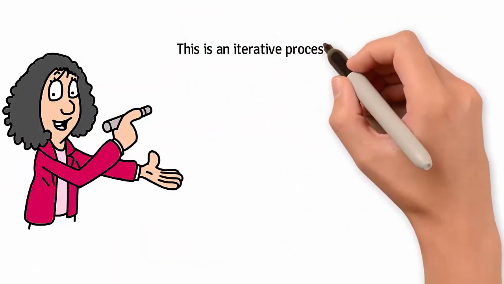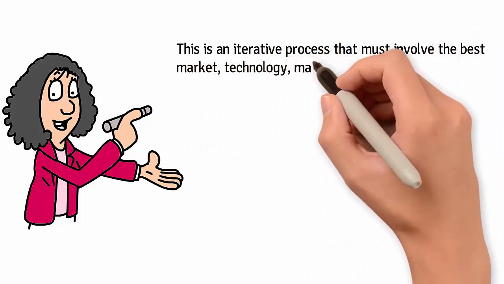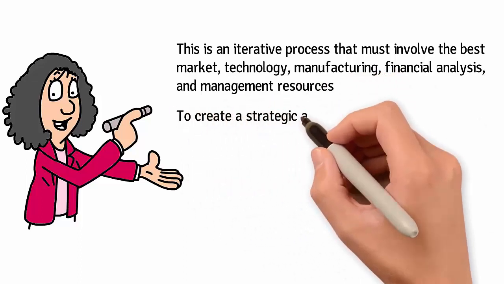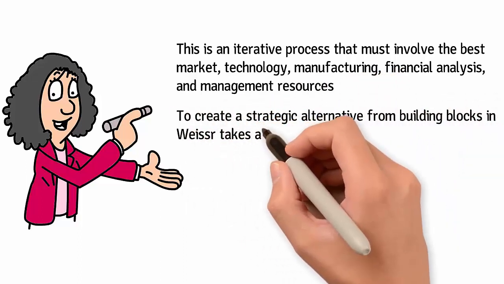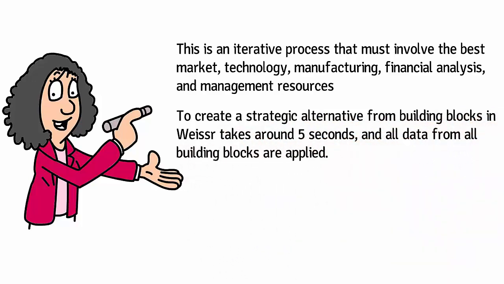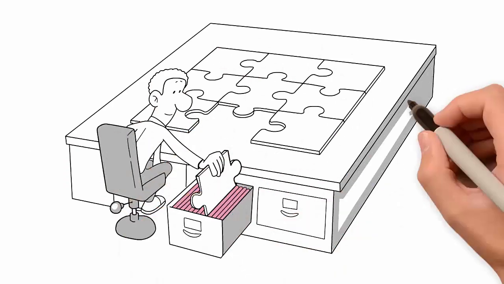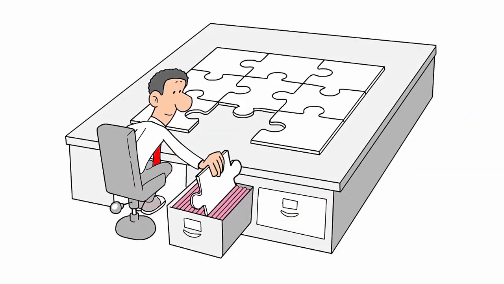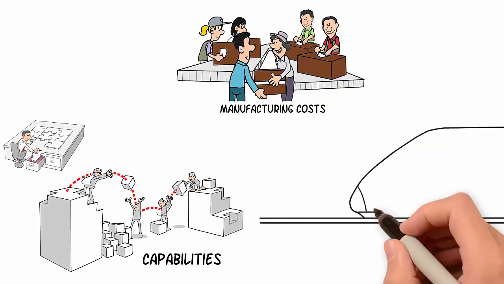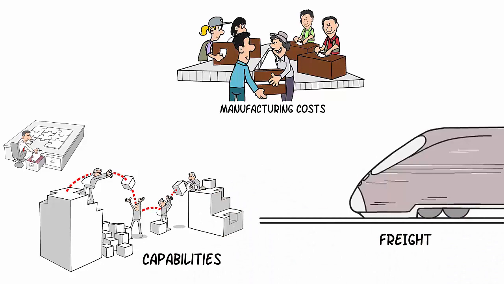This is an iterative process that must involve the best market, technology, manufacturing, financial analysis, and management resources. To create a strategic alternative from building blocks in Weissr takes around 5 seconds, and all data from all building blocks are applied. However, each combination of building blocks may need an import from your linear programming tool with the same asset settings regarding capacities and capabilities. If you use such a tool for optimizing production based on manufacturing costs, capabilities, freight, etc., other adjustments of the raw material situation might be necessary, for instance.